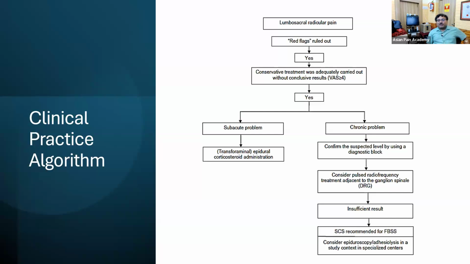But if the conservative management has failed, okay, and in conservative management, I forgot to mention another part also. If it is not being managed, then you can use an opioid also. For example, tramadol or tapentadol can also be used along with paracetamol and NSAIDs.